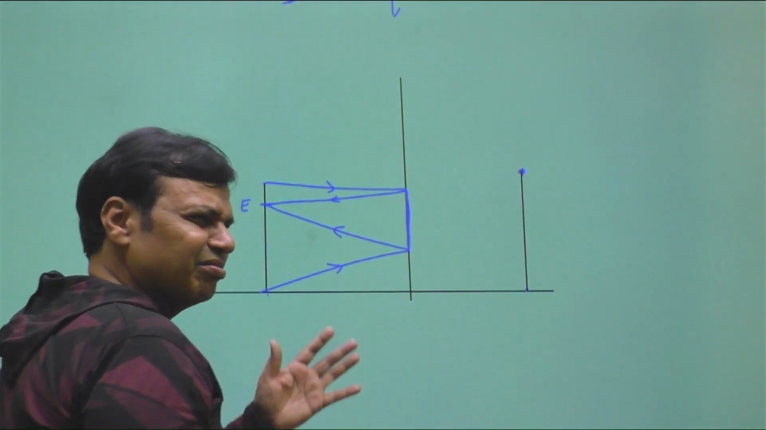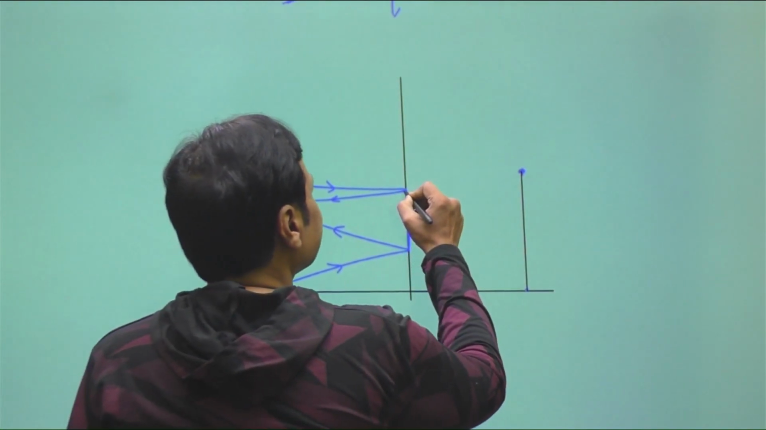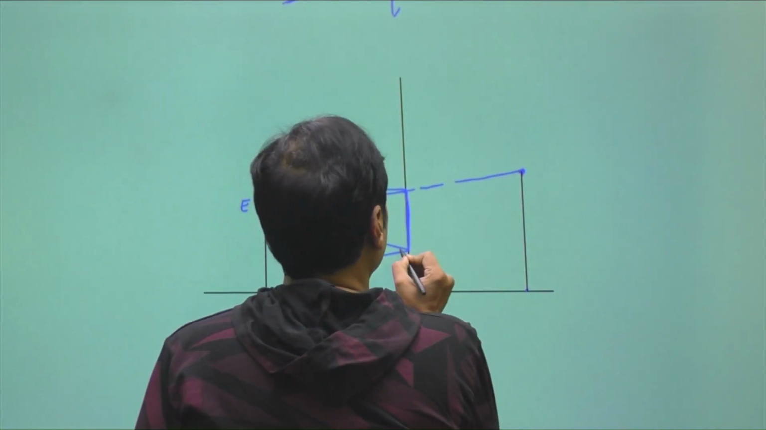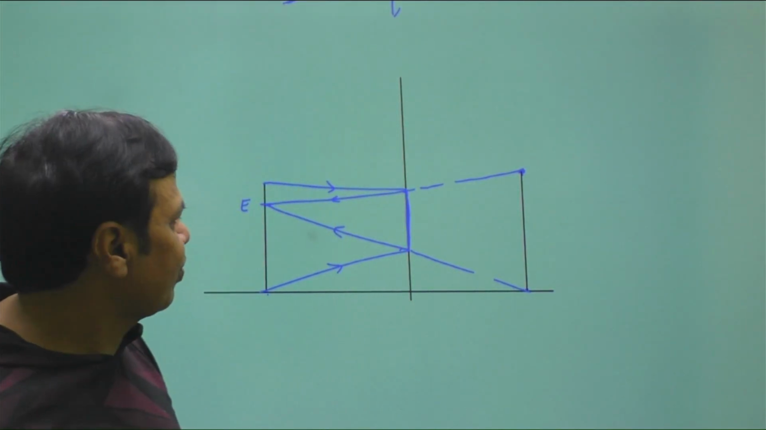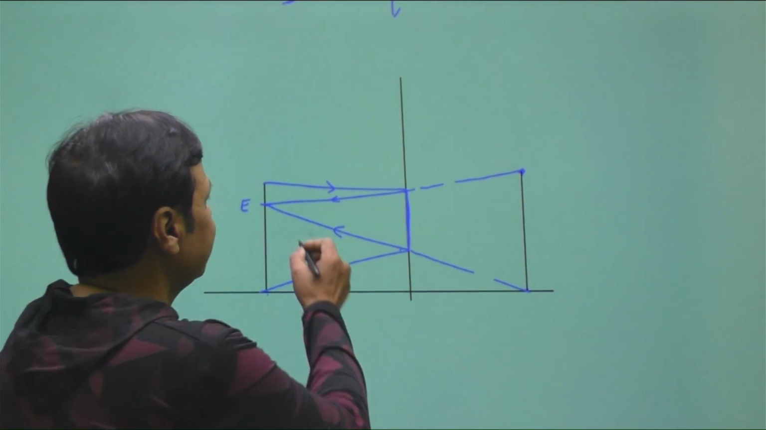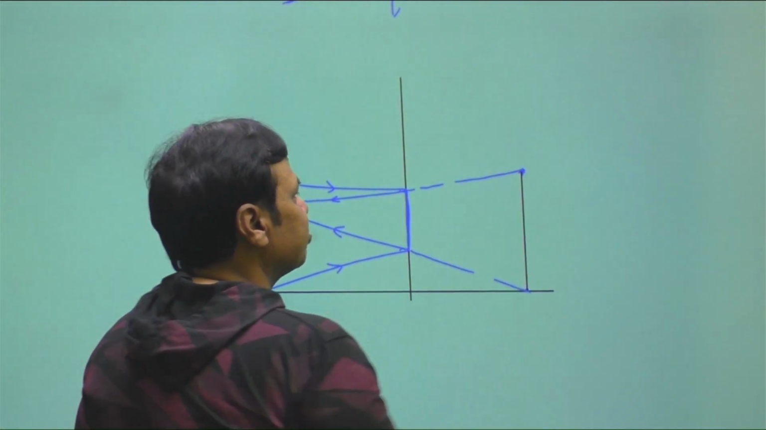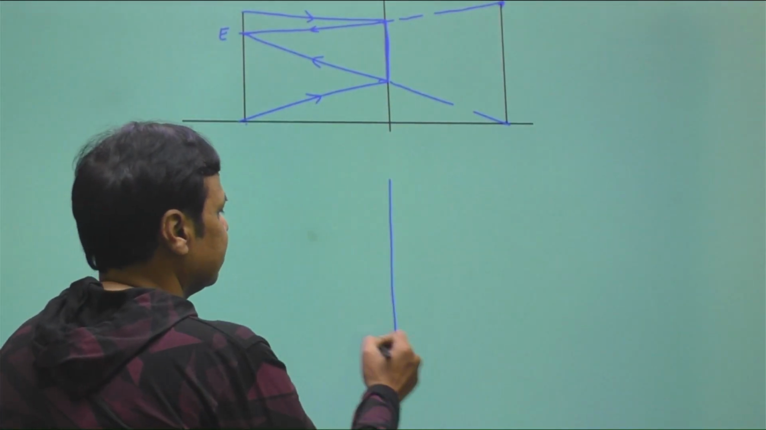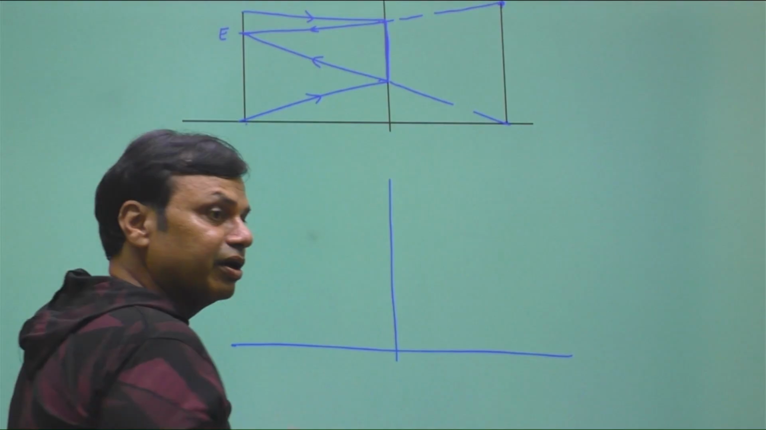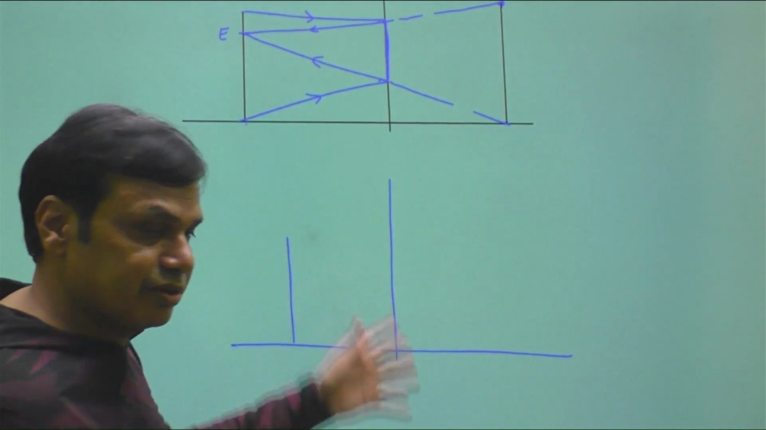Or you can do one thing. These are complex to do every time. You can just extend these lines. And you know, this line is going to meet this point, this line is going to meet this point. So next time when you do this, try to find a mirror for your full size image.